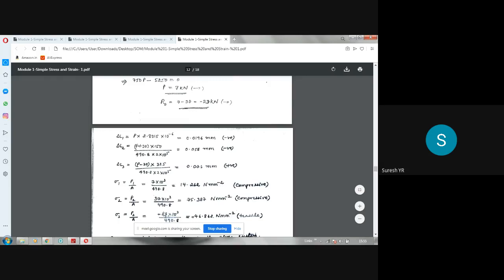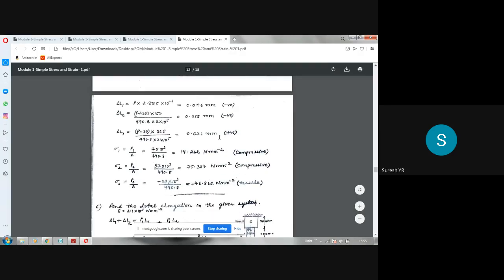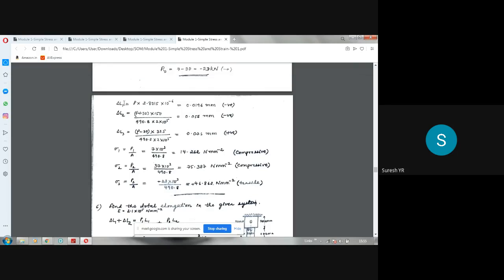Then stresses, strains you can find as usual. Stress is given by P1 divided by A1, P1 is 7 kilonewton. So 7 into 10 power 3 divided by A1. Sigma 2 is P2 by A, P2 is 37 kilonewton. Sigma 3 is 23. So the only thing is the first two are compressive stresses. Third one is tensile stress. Then if you want strain, delta L1 divided by L1 is the strain. So there is compressive strain in the first portion. Delta L2 by L2 is the compressive strain in the second portion. Delta L3 by L3 is the tensile strain in the third portion.